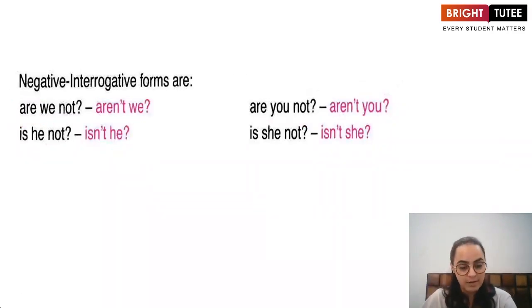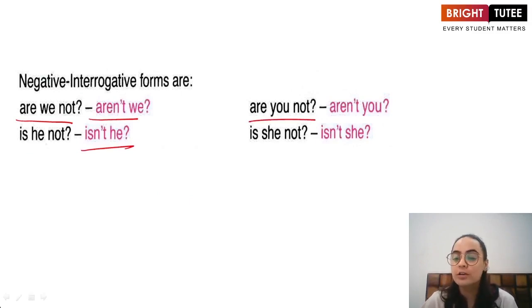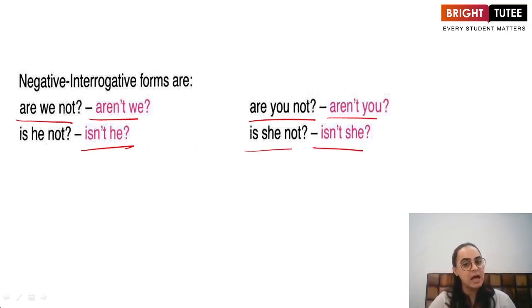Similarly, if we talk about the negative interrogative forms, are we not can be written as aren't we? Is he not can be written as isn't he? Are you not can be written as aren't you? Is she not can be written as isn't she? So this is how we use contractions in negative as well as in the negative interrogative form.